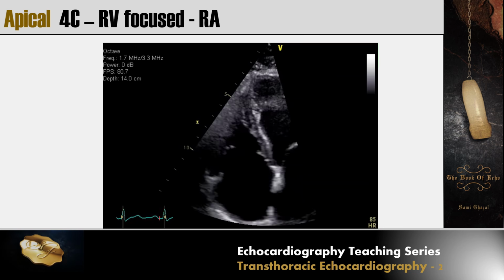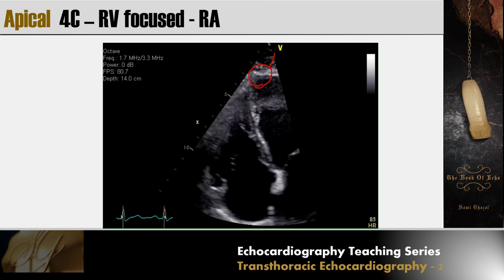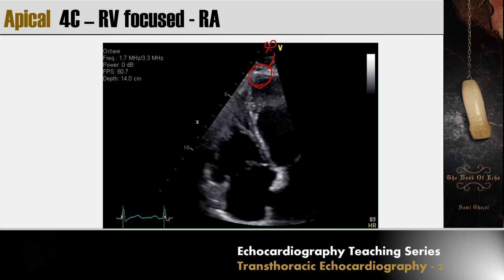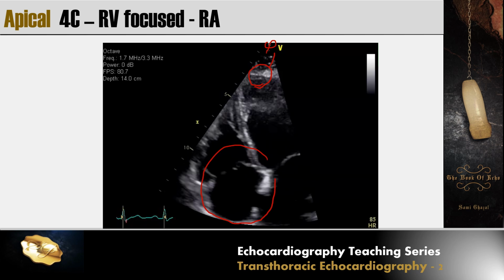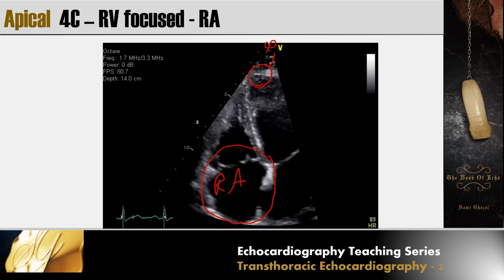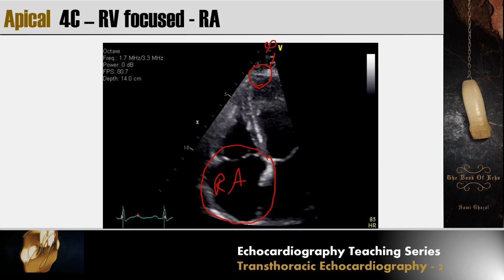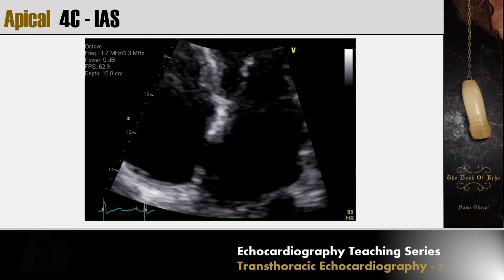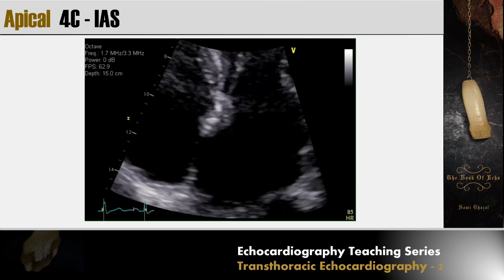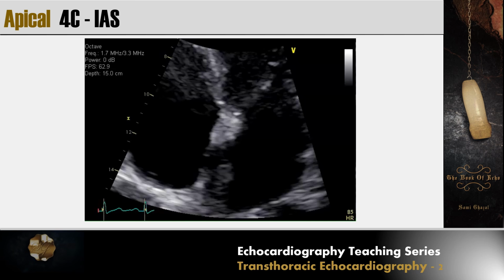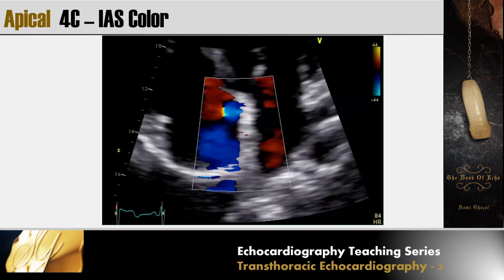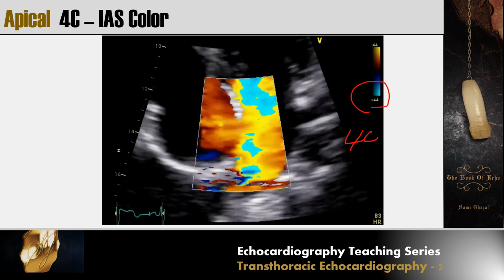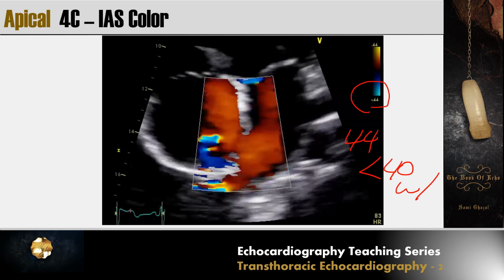In RV focus view, again, I have to emphasize this point where the LV is in the center, pointing direct toward the probe. We move the probe, we angulate a little bit anterior or posterior just to get the maximum cavity size of the right atrium. And we store this to measure the right atrial volume. Then we zoom at the interatrial septum and we put color Doppler accordingly. This is a color Doppler of the interatrial septum, and as you can see, the Nyquist limit here was decreased to 44. Ideally, it has to be less than 40 centimeters per second.